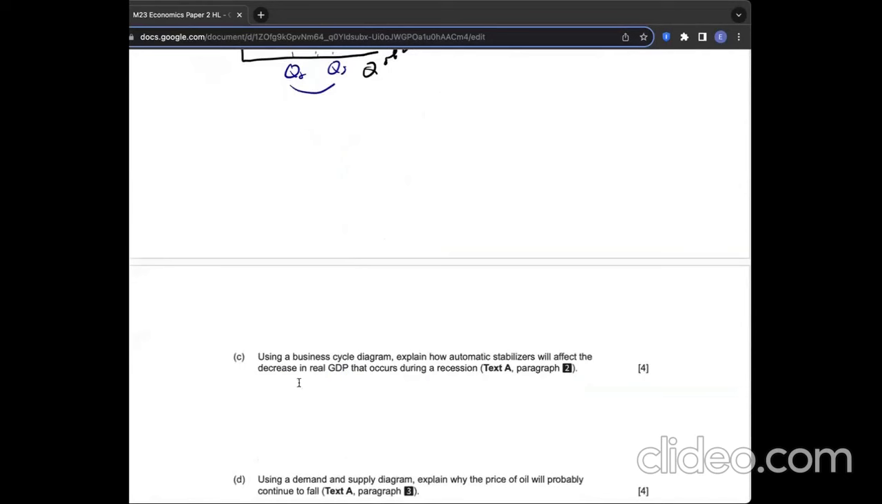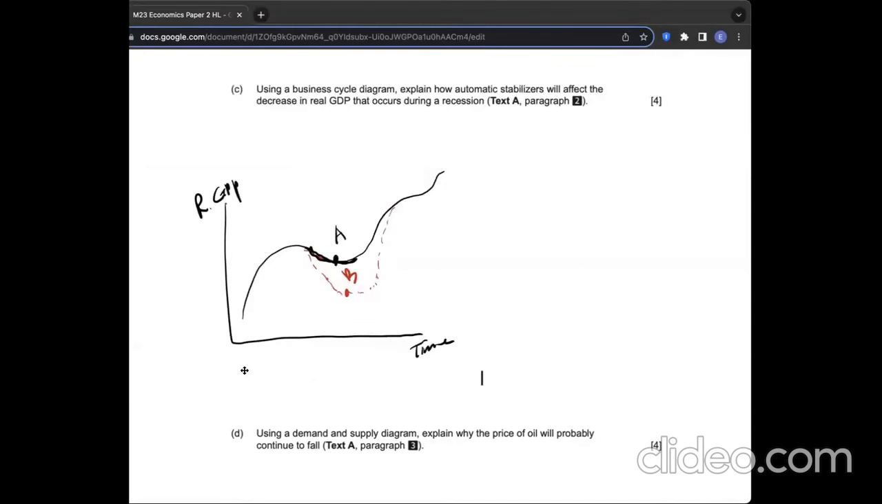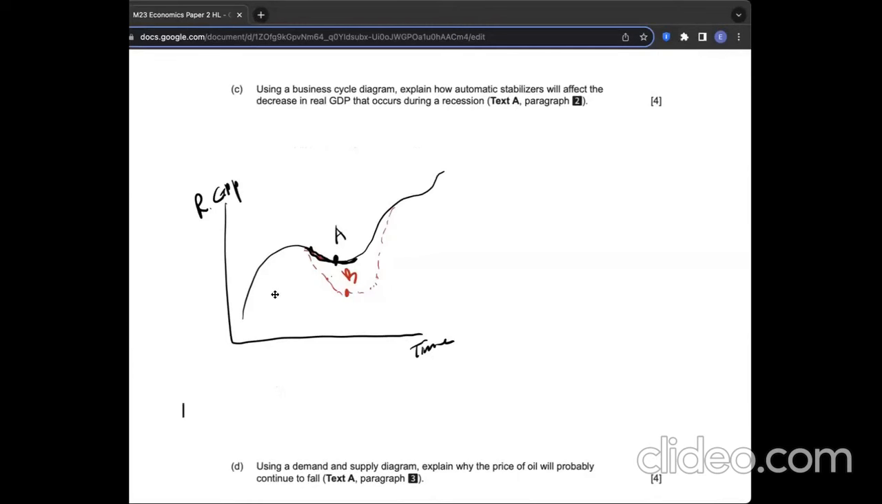C, using a business cycle diagram, explain how automatic stabilizers will affect the decrease in real GDP that occurs during a recession. Automatic stabilizers refer to the fact that without new policy measures introduced by the government, the economy will self-correct itself. However, it is not as dramatic or as impactful as it would be with the government's new policy, obviously. I'm going to explain what I have just said.